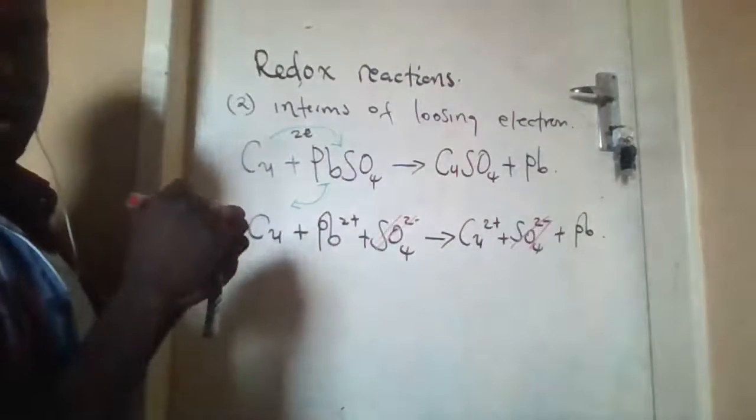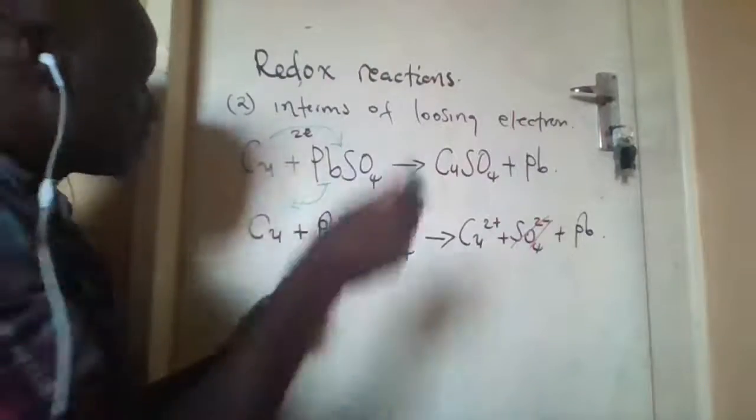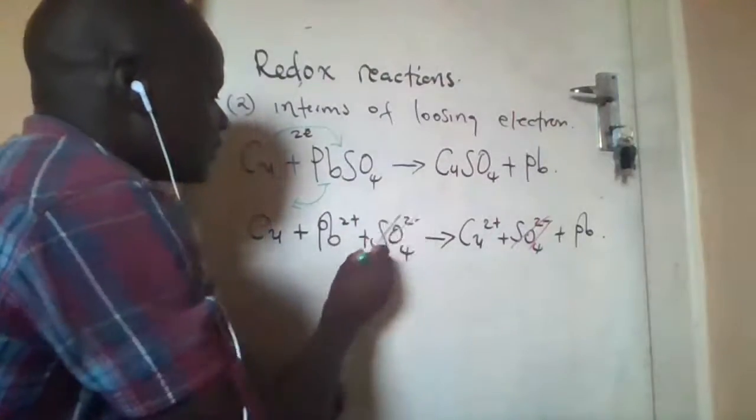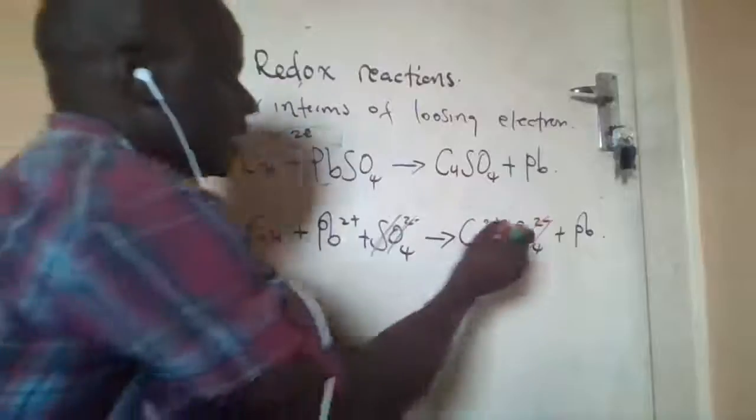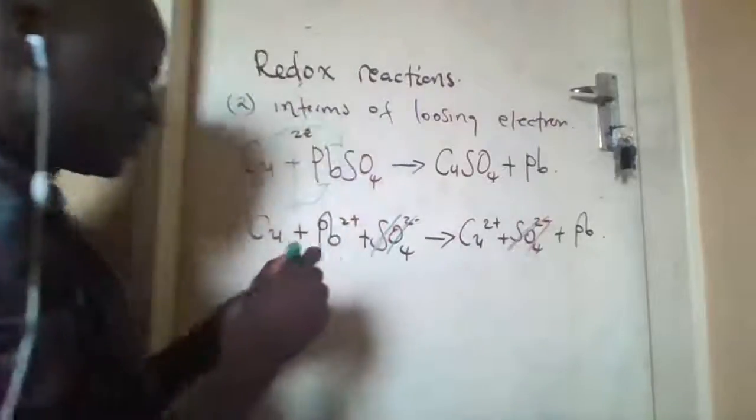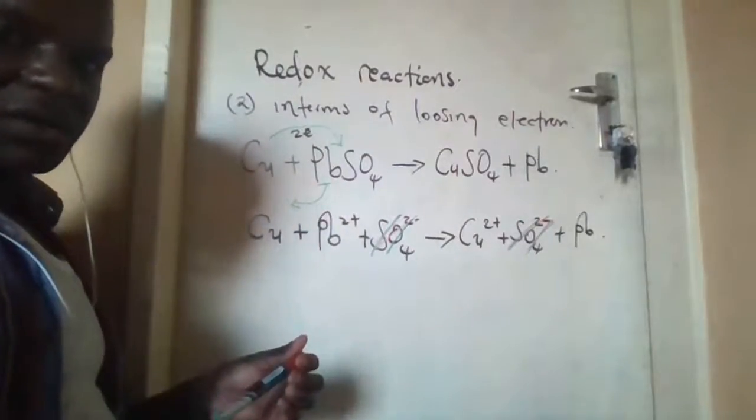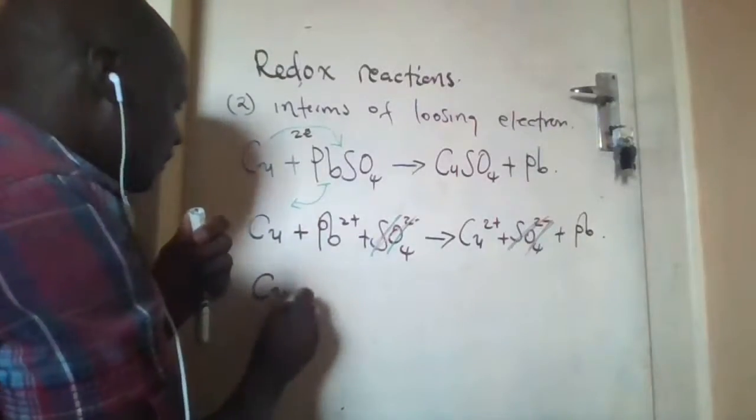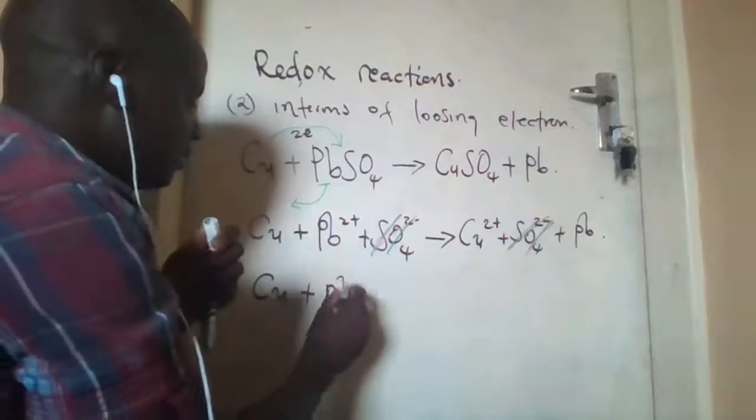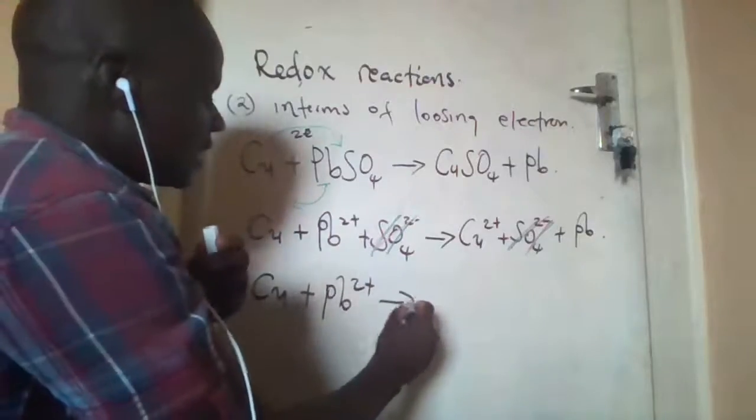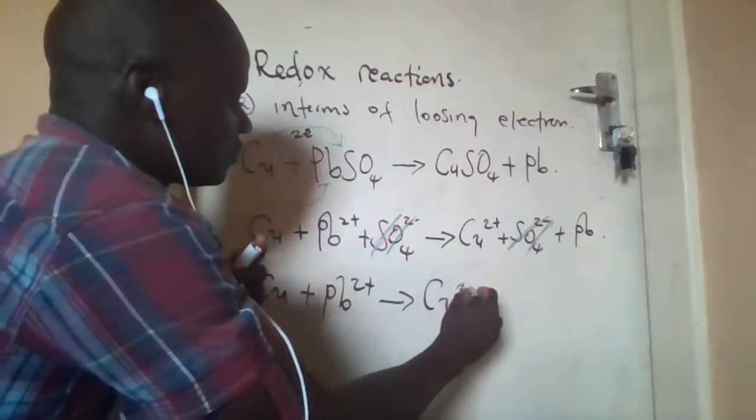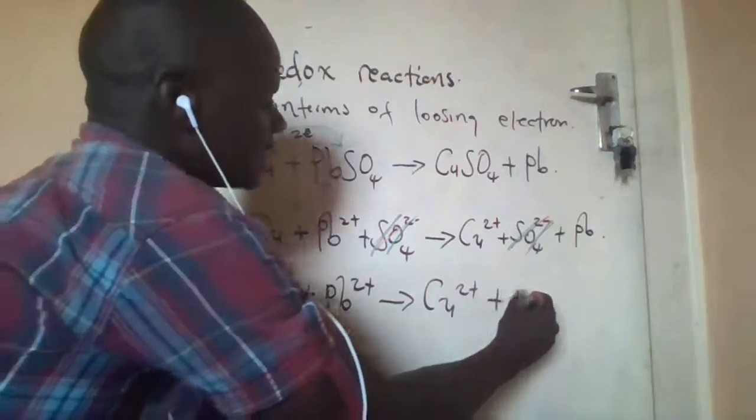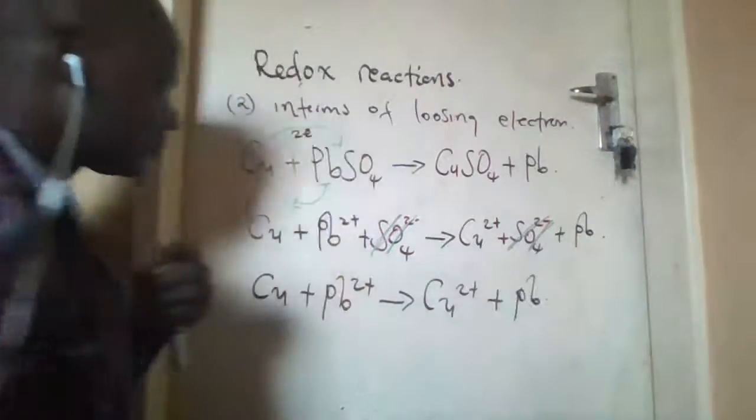So once we cancel it out, or maybe the cancellation is not visible, what we're going to do is cancel it out. Can you see it now? Okay. So we're going to cancel this out. And once we cancel out, let's see what we are remaining with. We're remaining with copper plus Pb2+, to form Cu2+ plus Pb.